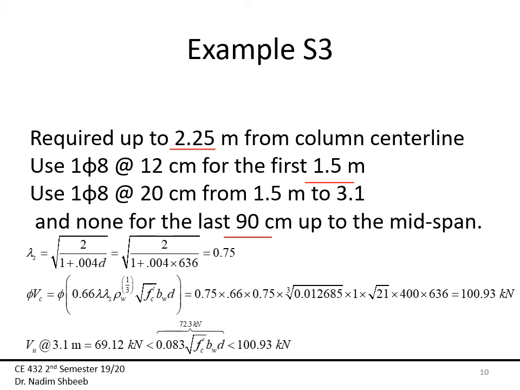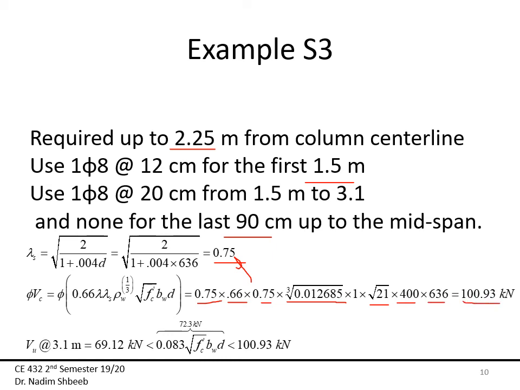So as you know, in that equation, we have the shape factor, or the size factor, I'm sorry, and that's square root of 2 over 1 plus 0.004d. So again, this should never be more than 1, so it's 0.75, so I'm going to use that. So this is my phi, this is my 0.66, this is the size factor, this is rho w again, I'm using the same for phi 32, this is square root of 21, b web and d, and here I got 100.93 kilonewton.